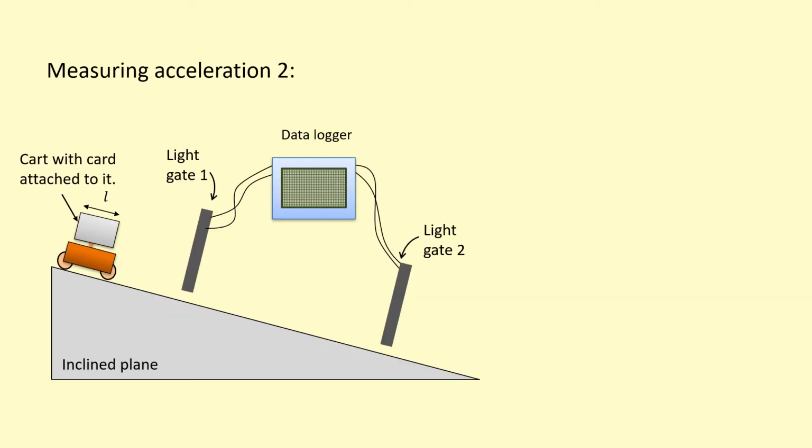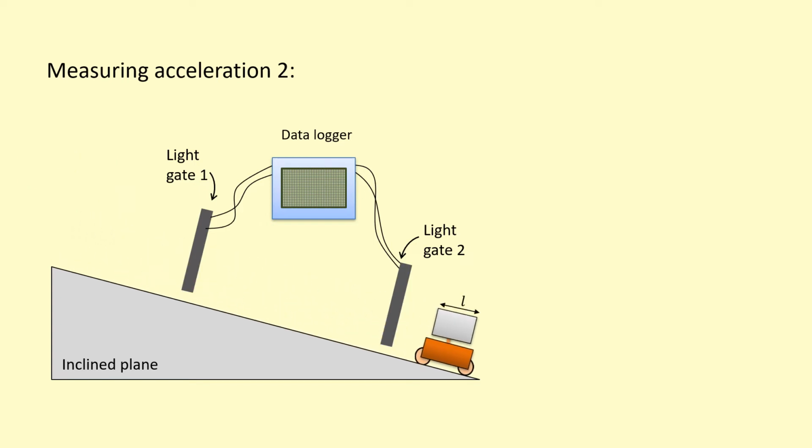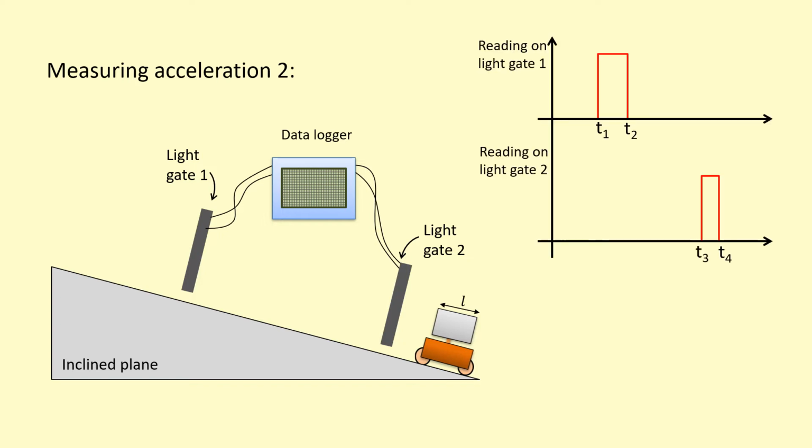Some data loggers give you a graph instead of giving you time values. So in this example, I'm going to let this cart roll between those two light gates. It's going to accelerate down through those light gates, and you get a graph on the data logger that looks like this.